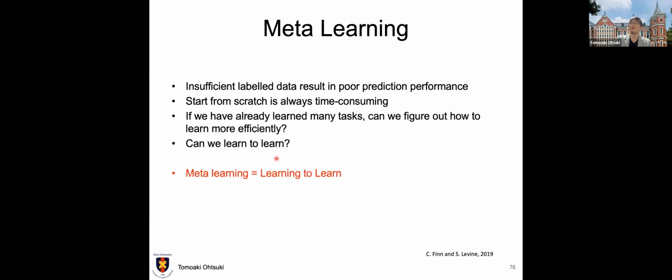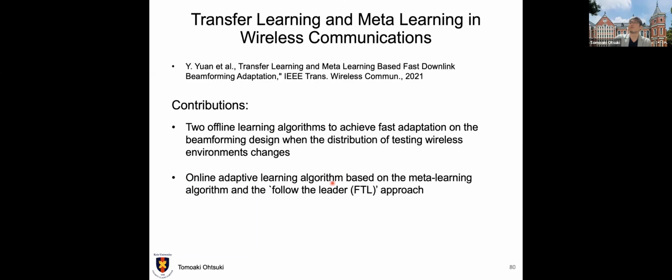Also related to this one, meta-learning is attracting attention in wireless communication. The motivations are the same as transfer learning. Meta-learning itself represents learning to learn. There are several papers, including ours. I'll briefly introduce this one: transfer learning and meta-learning based fast downlink beamforming adaptation. As the name suggests, beamforming adaptation transfers knowledge from another domain.